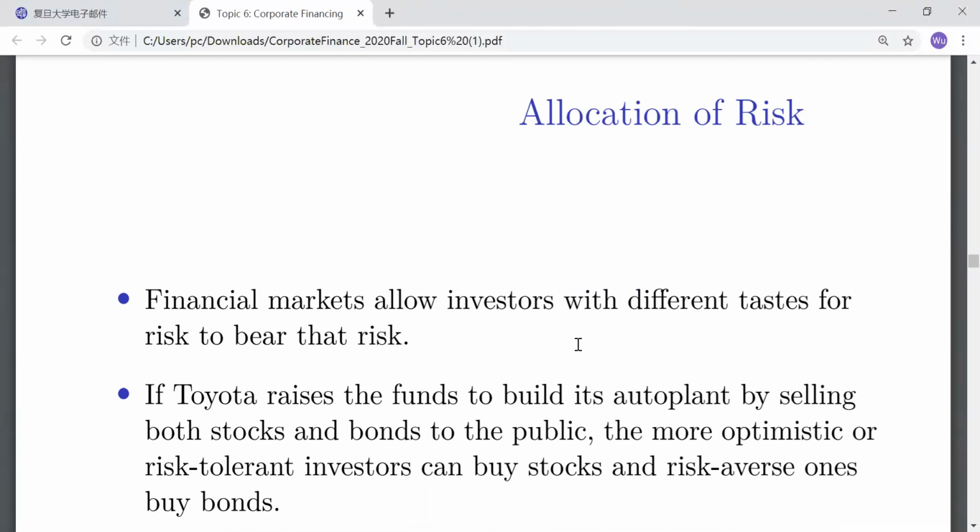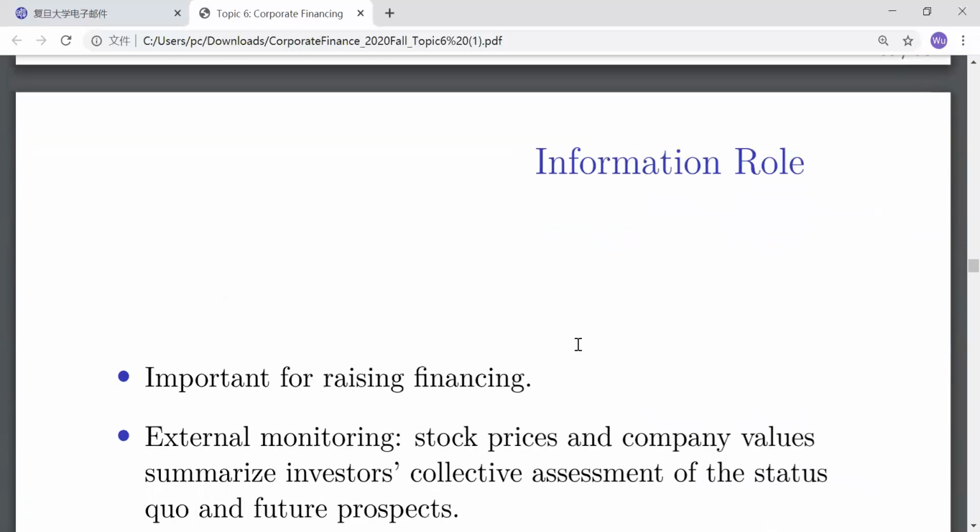And financial markets also help allocate risk, right? Financial markets allow investors with different tastes for risk to bear that kind of risk. So for example, if Toyota raises funds to build an auto plant by selling both stocks and bonds, then they cater to different investors with different risk preferences, right? The more optimistic and risk-tolerant investors buy stock. The risk-averse ones buy bonds.